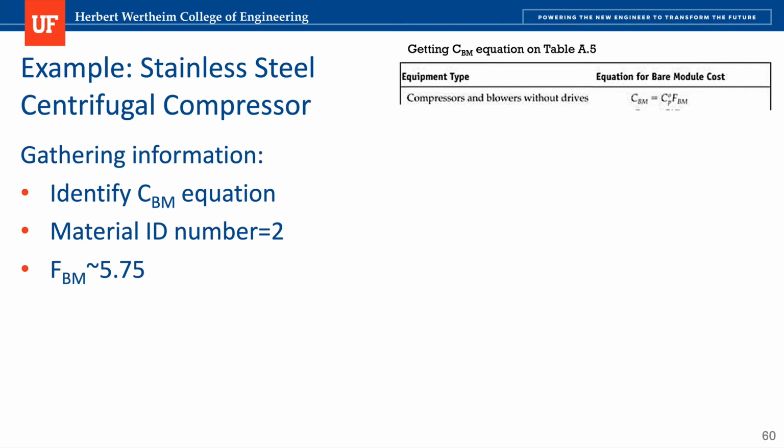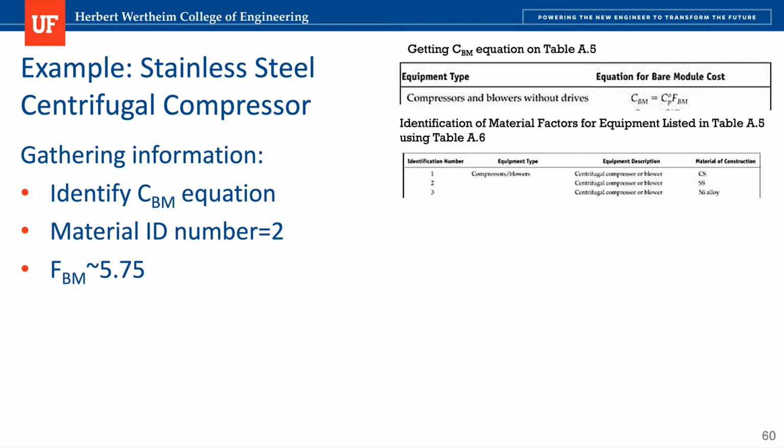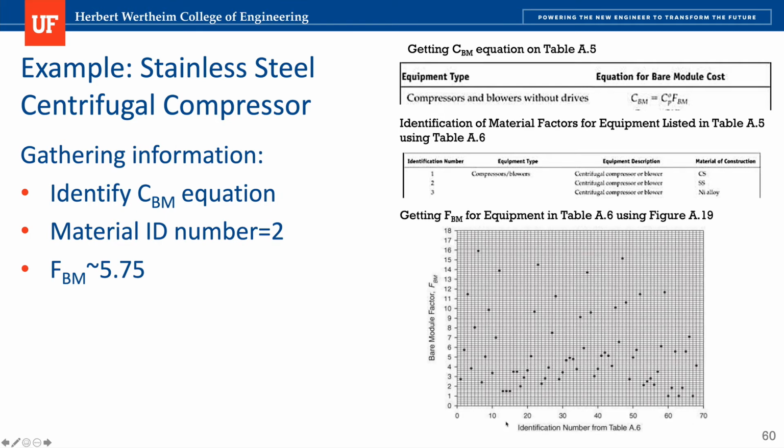This is an example. Gathering information, we have a stainless steel centrifugal compressor. We identify the expression for the bare module cost, and it's given by this. The next thing I will do is go to Table 8.6 and identify the identification number for that equipment and that material of construction. The identification number for this example is number 2. Then I come to this graph and go to number 2 and identify that the bare module factor is around 5.75.